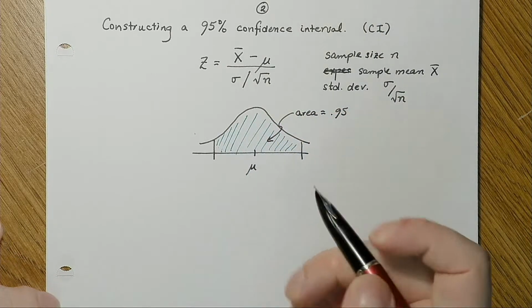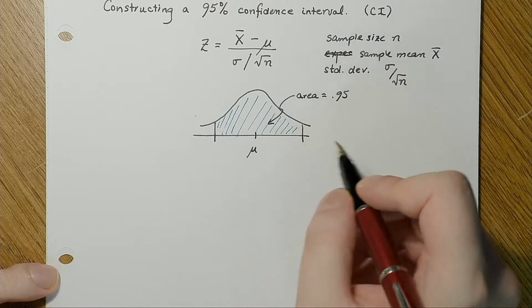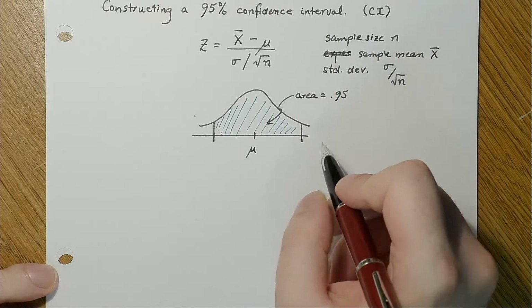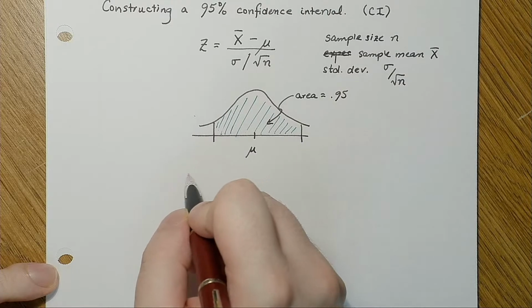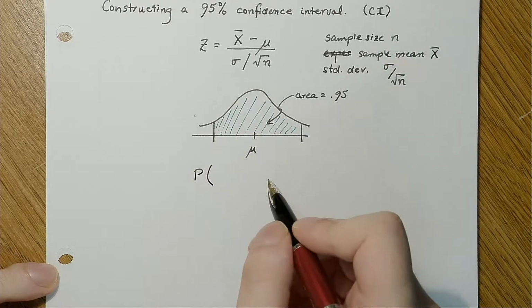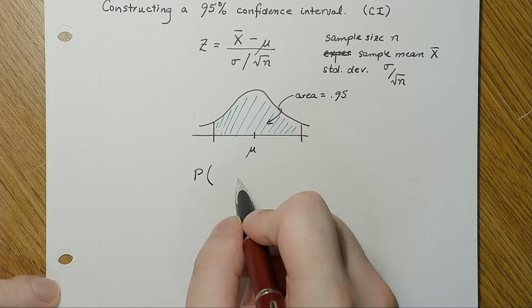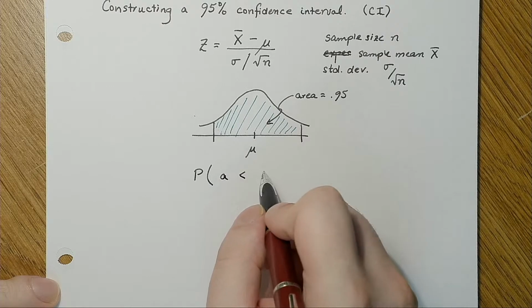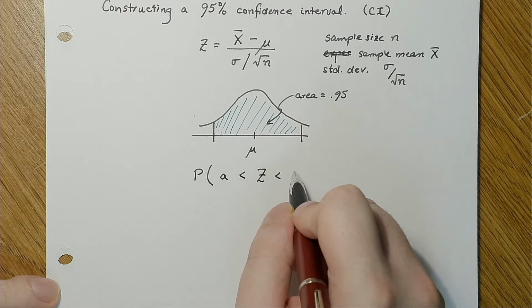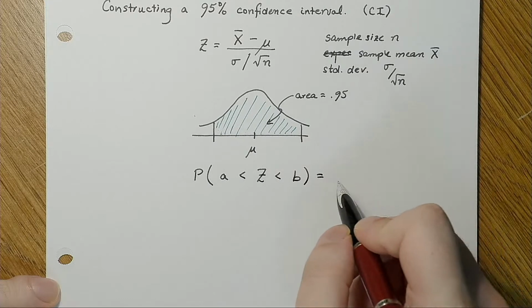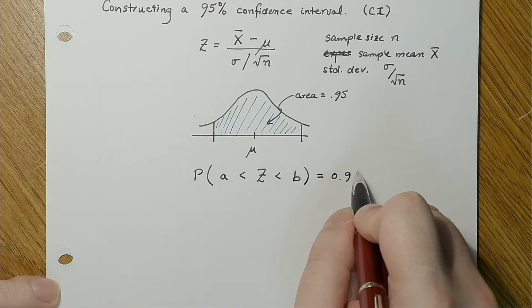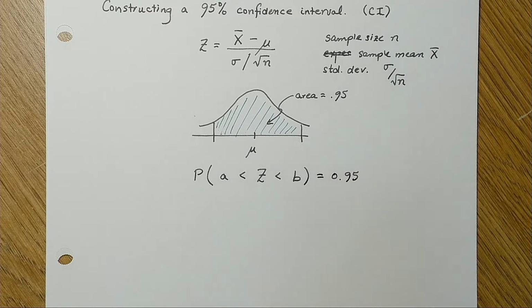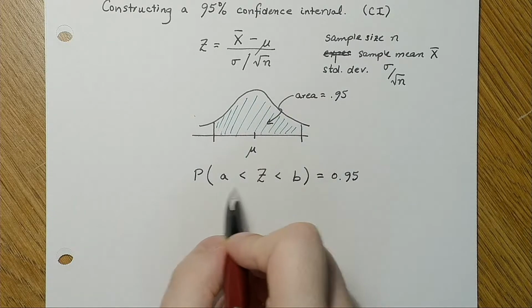So to do that, what I need is that my probability has to be between some number A, less than Z, less than B, and that this has to equal 95% of the area. So what number gives us this A and the B?